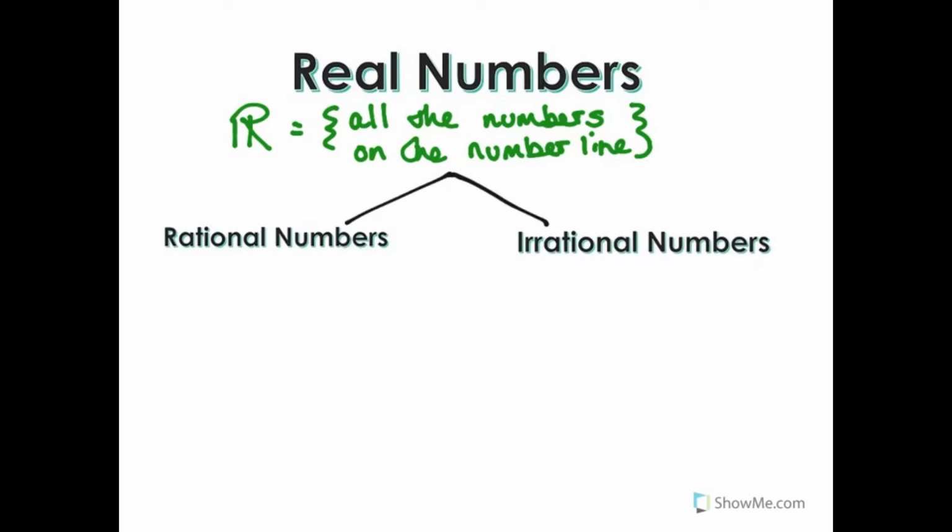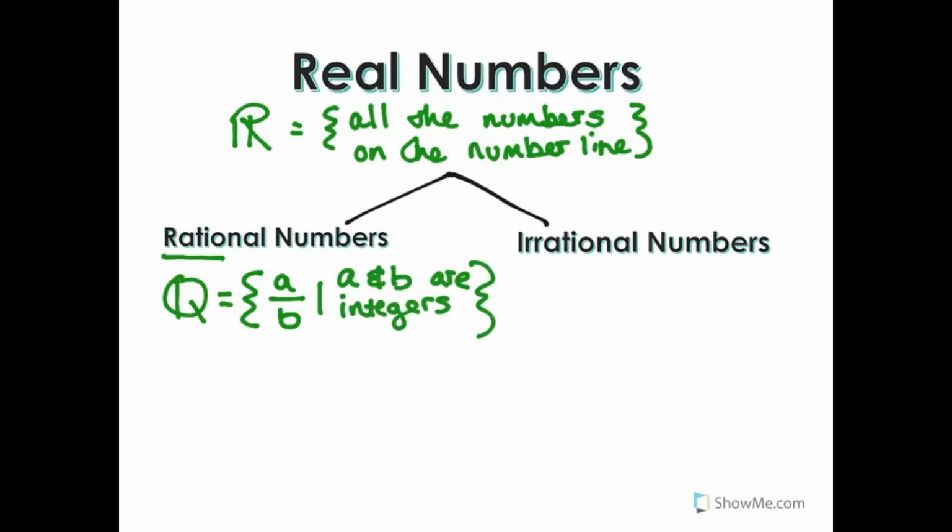The rational numbers are so called because of the word ratio, and the symbol is Q for quotient. It means all the numbers that can be expressed as a ratio of integers, and we can't have 0 in the denominator. Now, what kind of numbers are these?